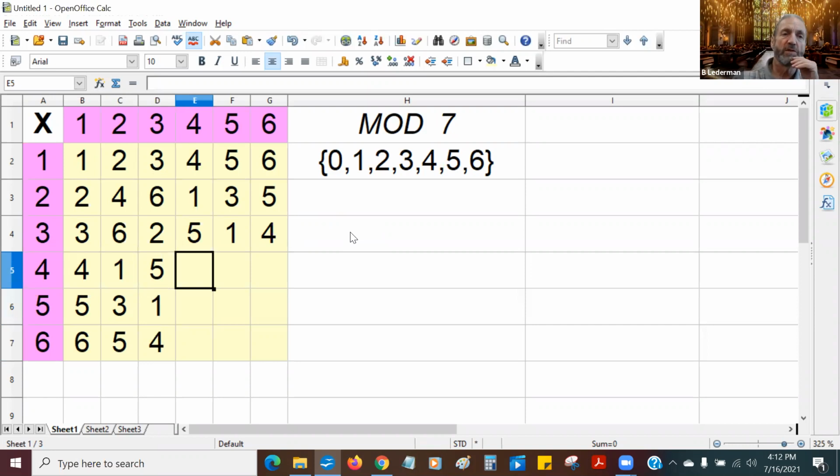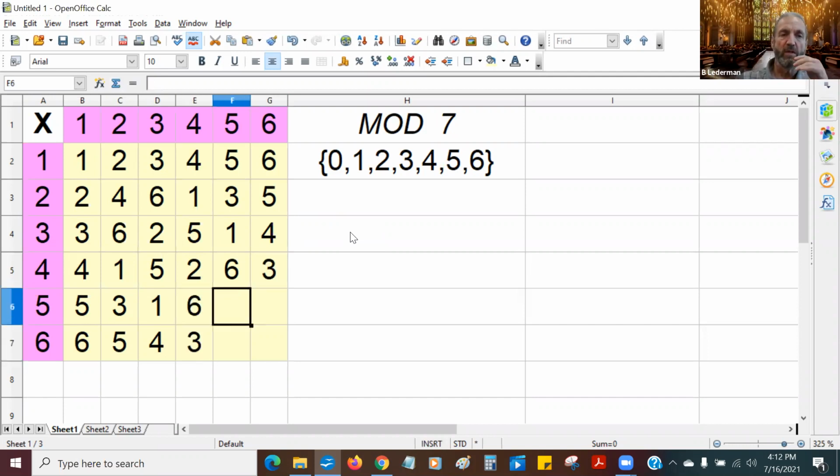Now, 4 times 4 is 16. 16 has a remainder of 2 when I divide by 7. 4 times 5 is 20, which has a remainder of 6 when I divide by 7. And 4 times 6 is 24, which has a remainder of 3. Isn't that nice? Now let's put a 6 and a 3, and we're rocking and rolling here.